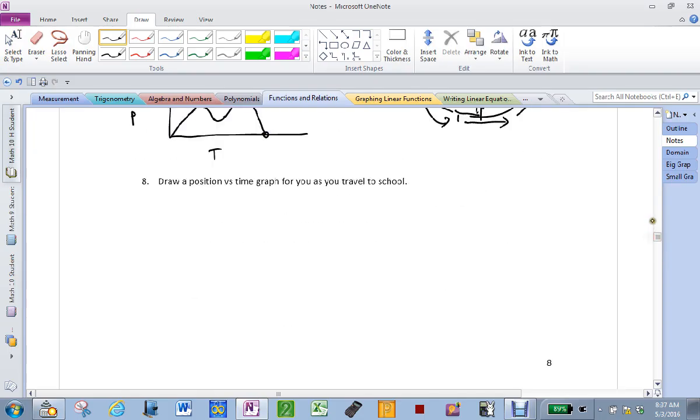But the key is this part. Where will your graph end?